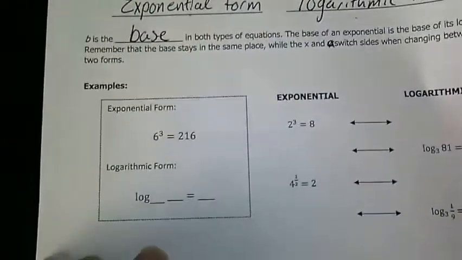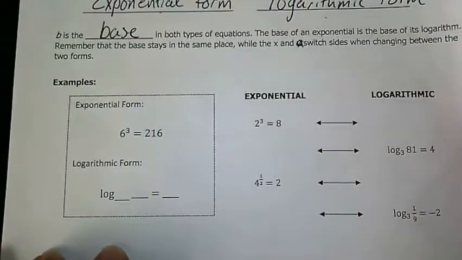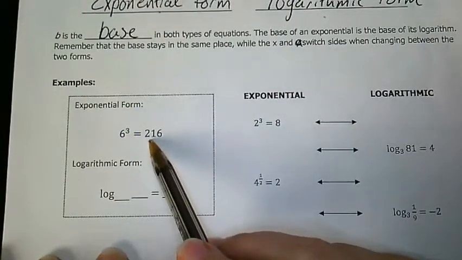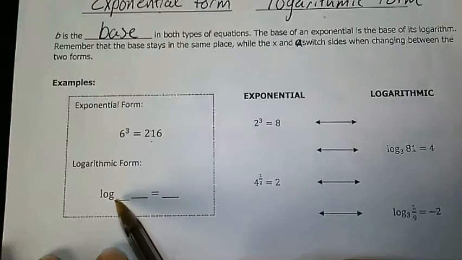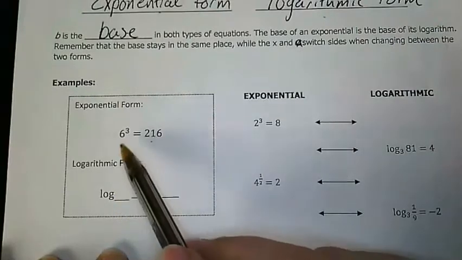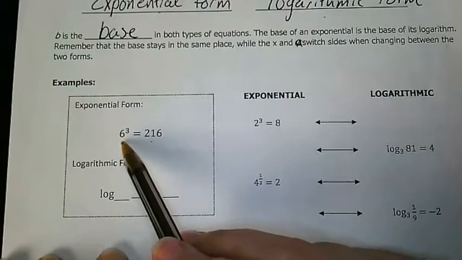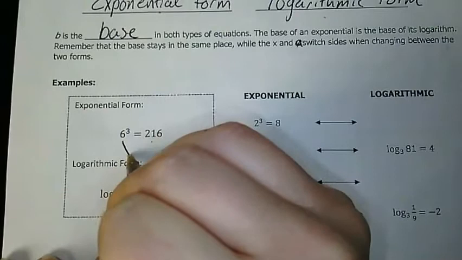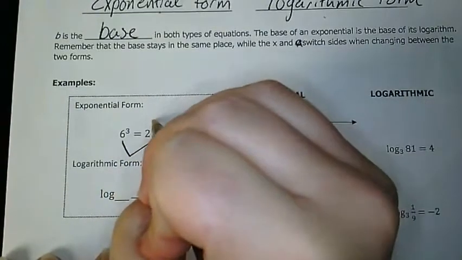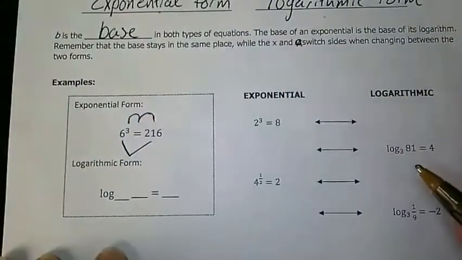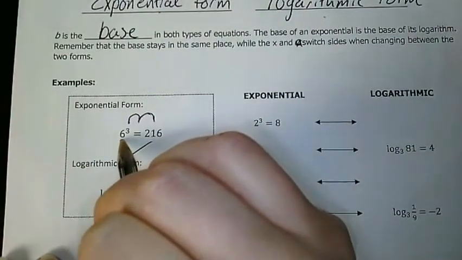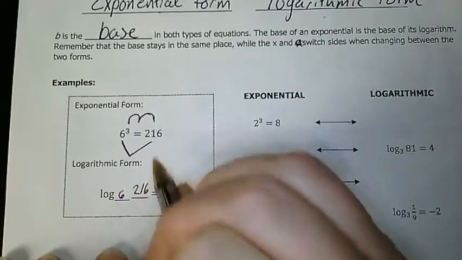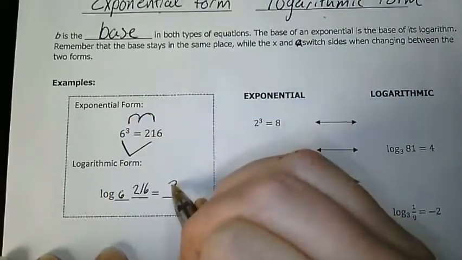So let's try an example down here. So in exponential form, we have 6 to the third power is equal to 216. We want to try to make it into logarithmic form. And a trick to help you guys is to follow your heart. Log base 6 of 216 is equal to 3.